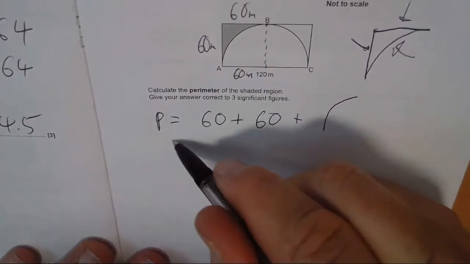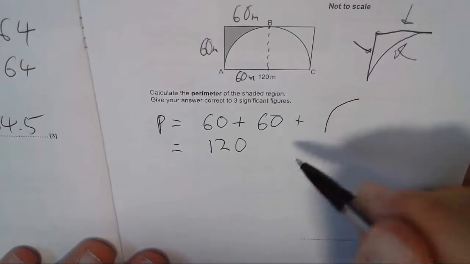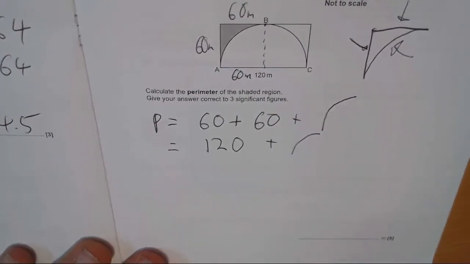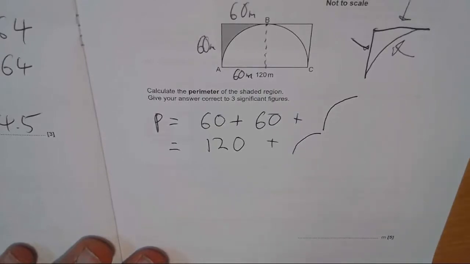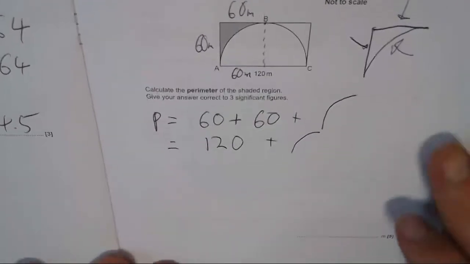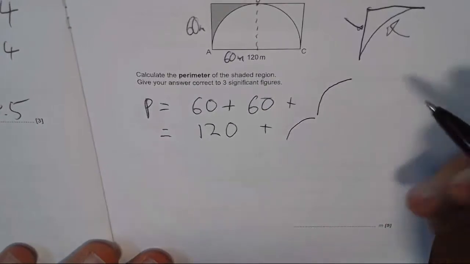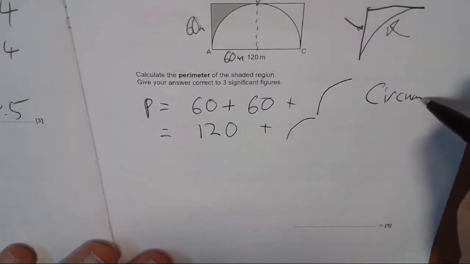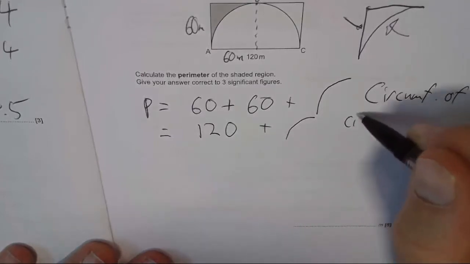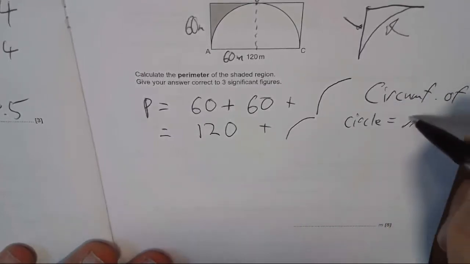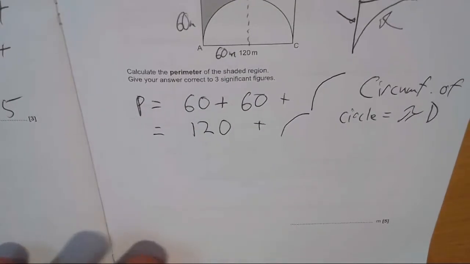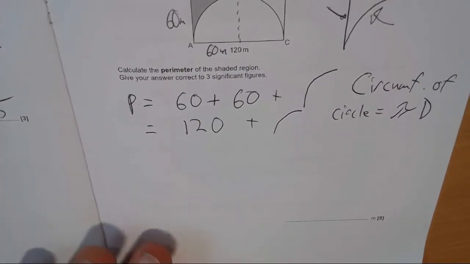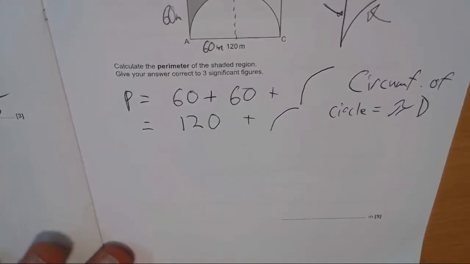Okay, and you're going to get a mark for saying the perimeter is 120 plus the curved bit. Now we need to work out what that curved part is. So, let's think about your knowledge of formulae of circles. Perimeter, so circumference of a circle. Circumference of a circle is pi times the diameter. And you just need to know that. If you don't know that, shame on you, learn it. Okay? Pi times the diameter.